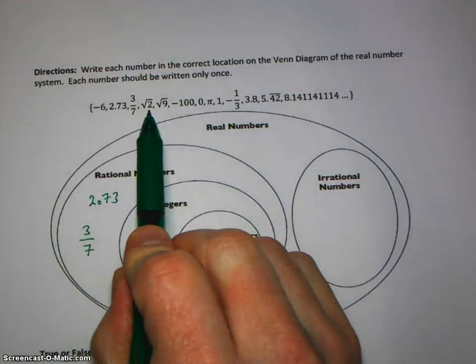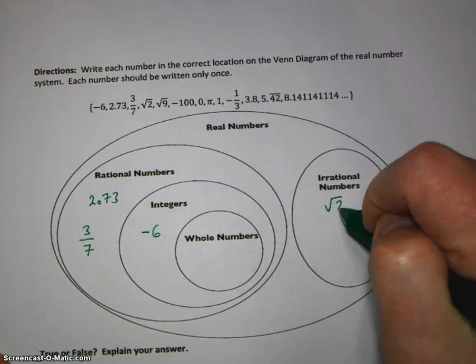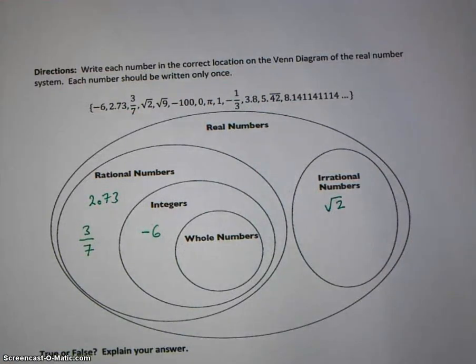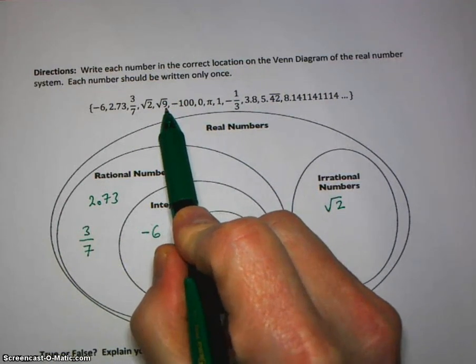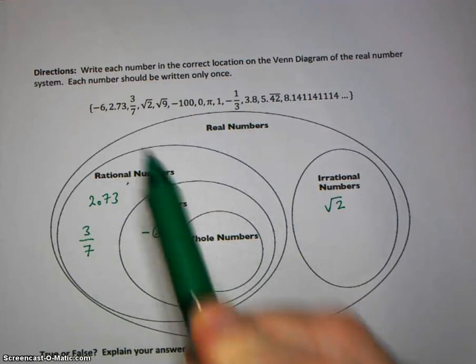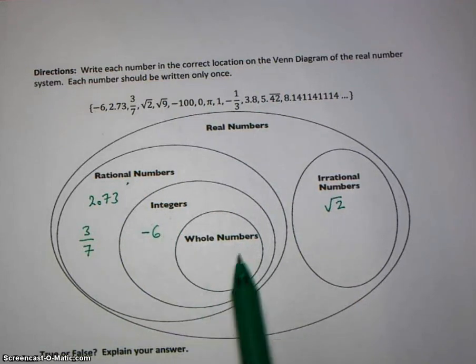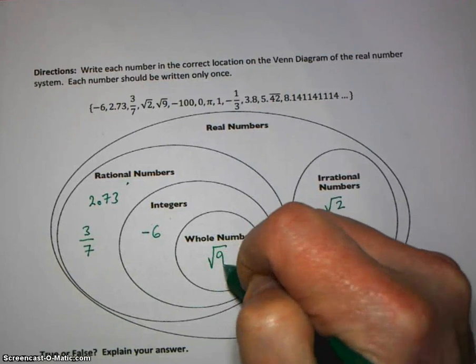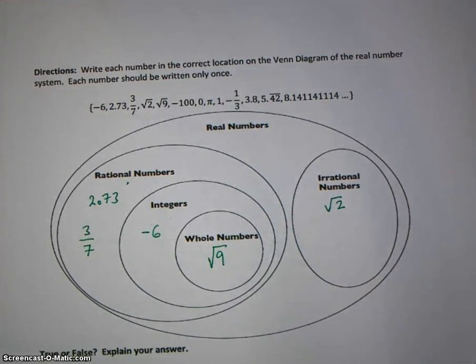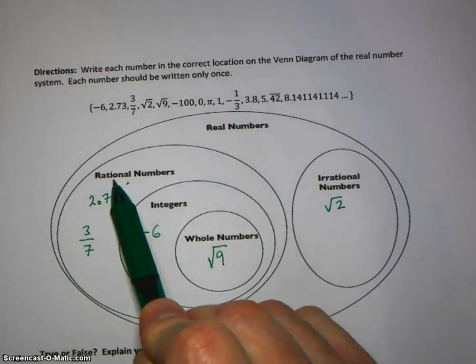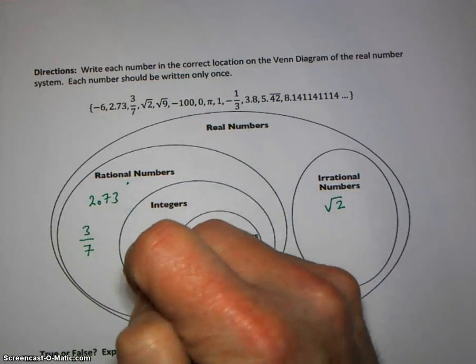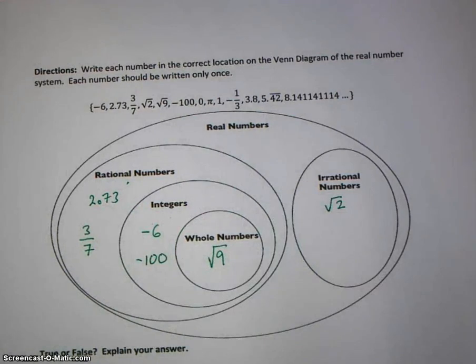Square root of 2. We talked about square root of 2. That's a decimal that doesn't repeat, doesn't terminate. So that one would go over there. Irrational. On the other hand, square root of 9 is a fancy way of writing the number 3. So the number 3 is rational. It's a fraction. It's also an integer, but more specifically, it's a whole number. Square root of 9 is the number 3. All right, -100. -100, that is rational, but more specifically, it's an integer.